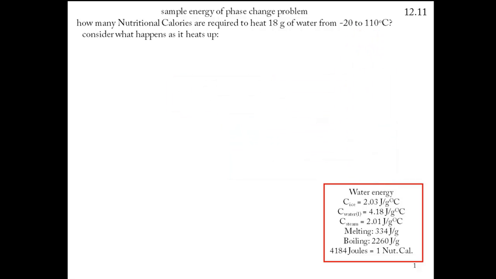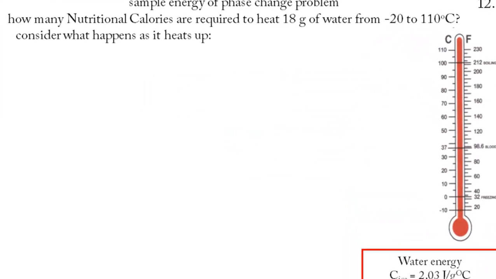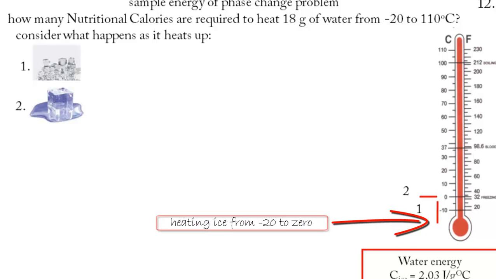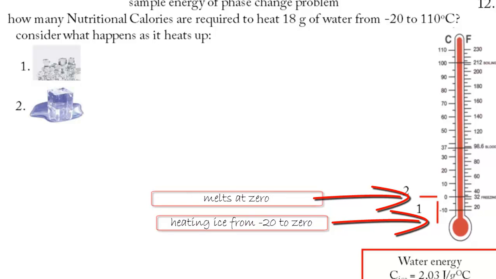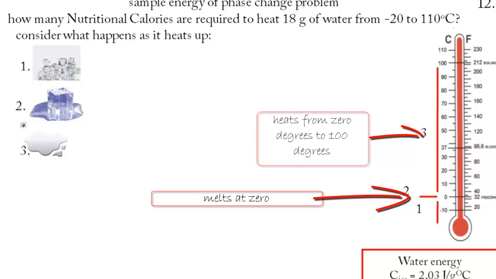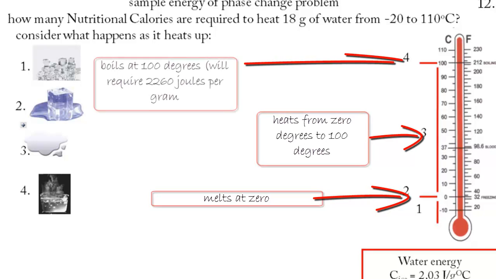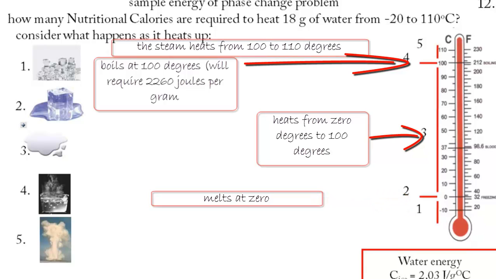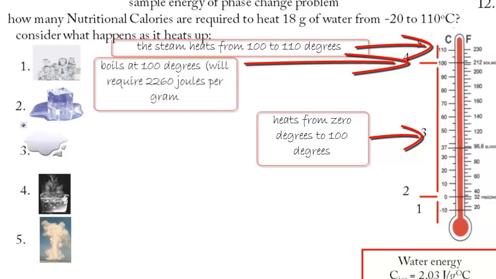Here we go. As it heats up, it's starting at minus 20, it goes up to 0, and something happens. It's going to melt, and that'll take some energy. Then it'll go from 0 degrees all the way up to 100 degrees before it boils, and that'll take some energy. And finally, it can go above 100 degrees Celsius in the form of steam.